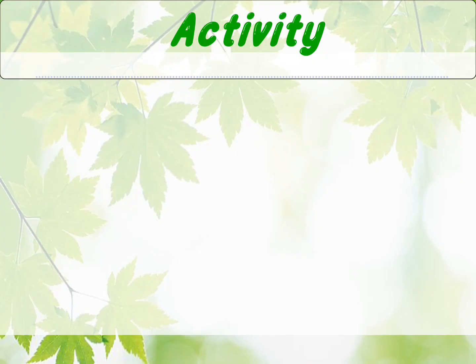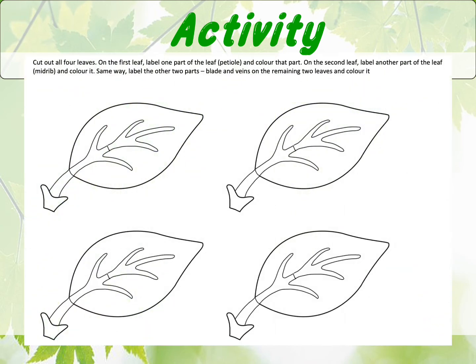Now let's do an activity to see how much you understood the parts of a leaf. I have attached a PDF file, it's just 1 page. I want you to print it and cut out the 4 leaves. Then you will paste them in your notebook, and on each leaf you are going to label one part of the leaf by coloring it. For example, on the first leaf you will label one part, let's say petiole, and you will color only that part like this.